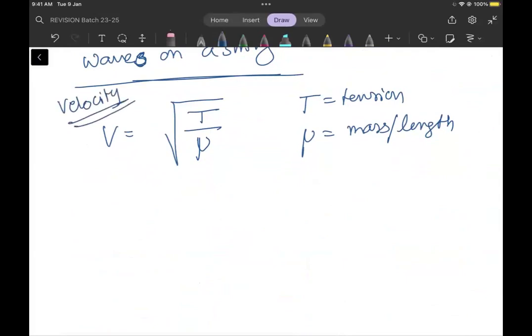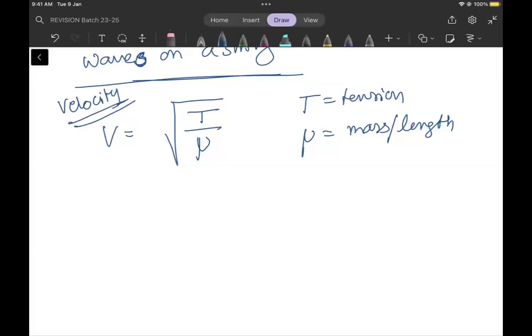Now this velocity is generally constant but it can vary. How can it vary? It can vary by either the variation of tension in the string or the variation of mass per unit length of the string. Generally, mass per unit length is not going to be varied, but it can, right? They can give you a question where they can say that the mass per unit length of the string is a function of x, mu is equal to mu naught (1 plus x), something like that. And then you have to find something.